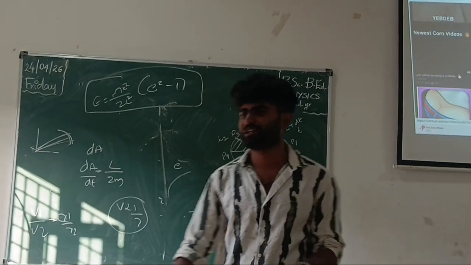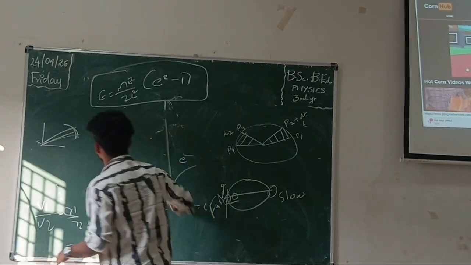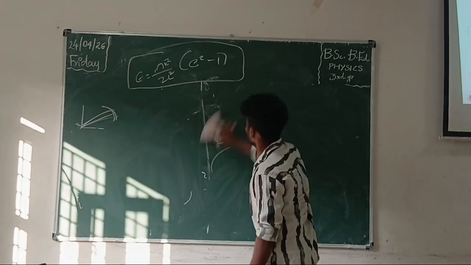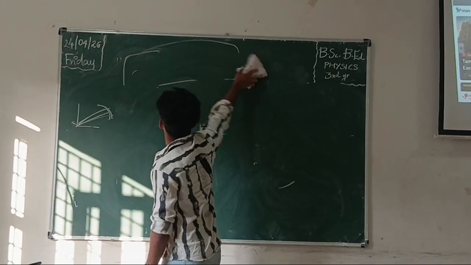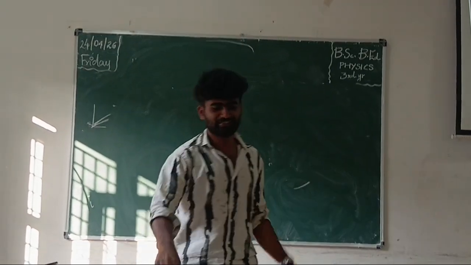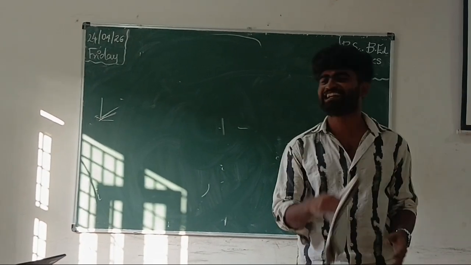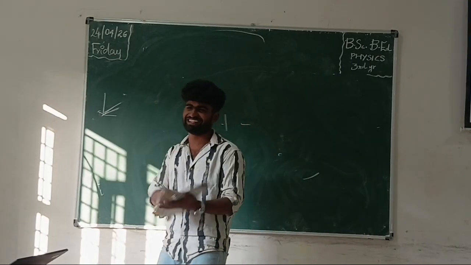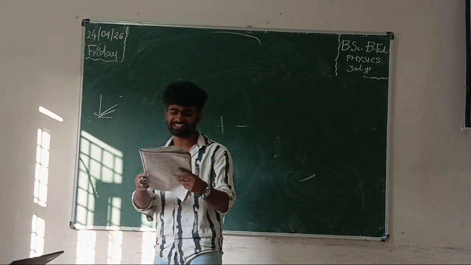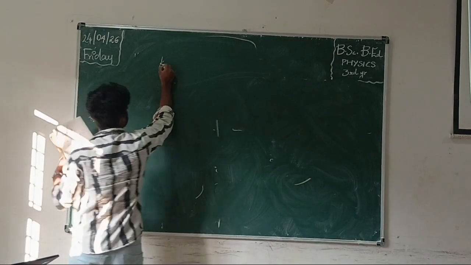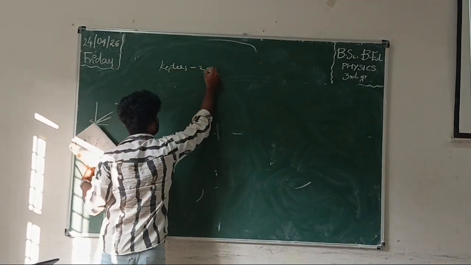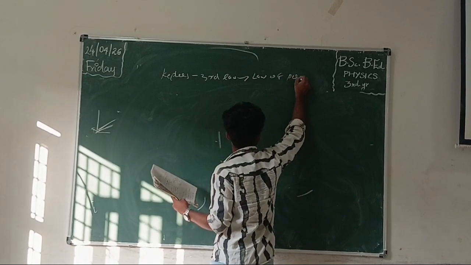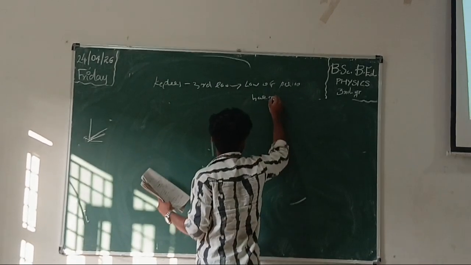And next is Kepler's third law. We are going to derive Kepler's third law. In the BSc, we want to verify the first law, second law, third law. Kepler only found three laws, so we are going to end this in two or three minutes. We will derive it fast. Kepler's third law is also known as the law of periods, or the harmonic law.